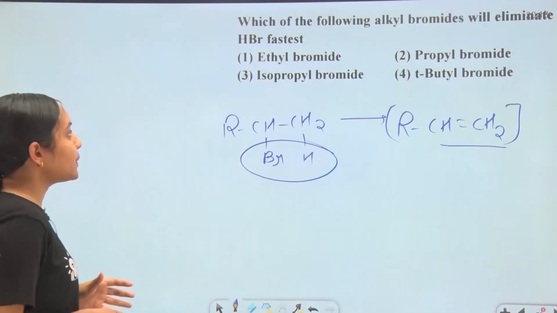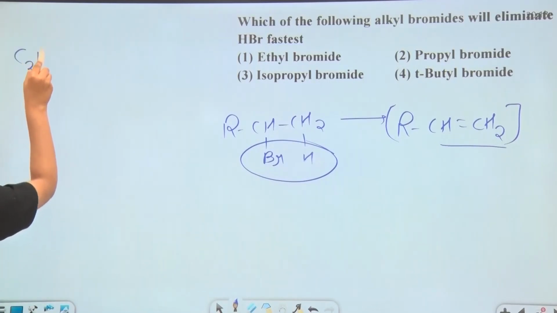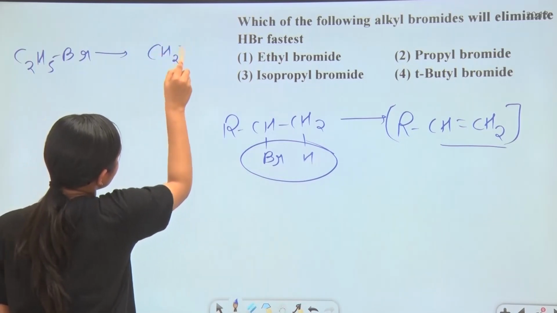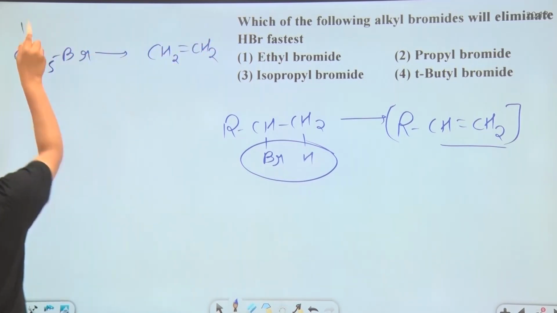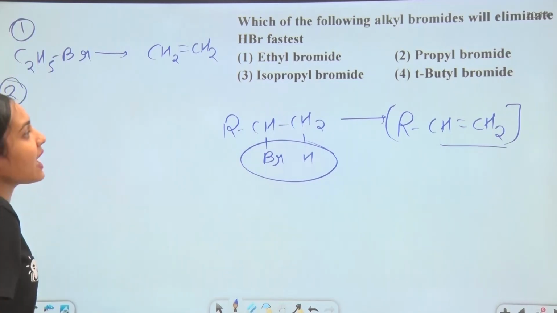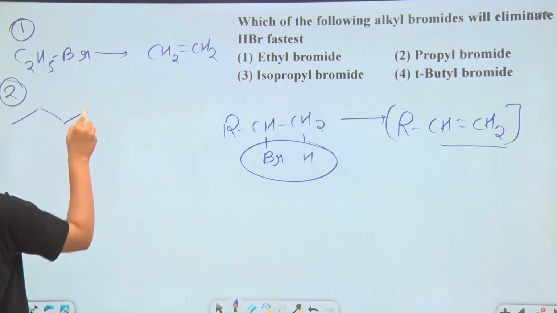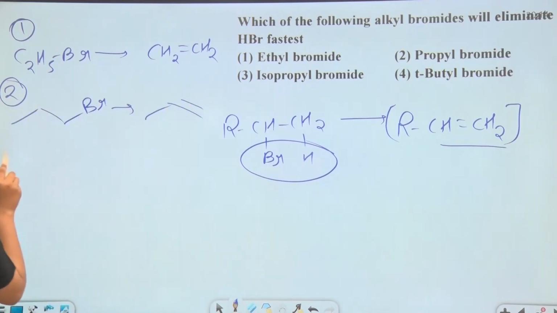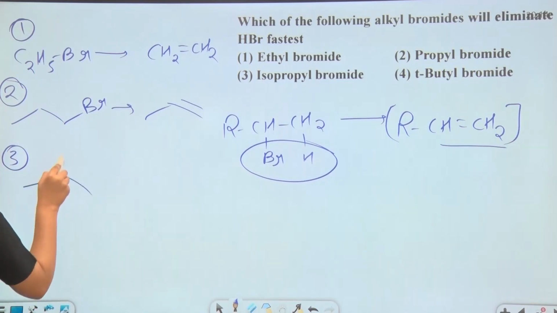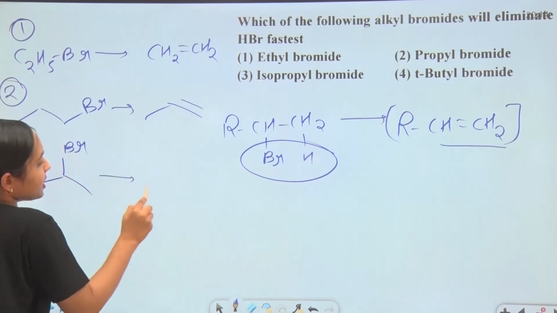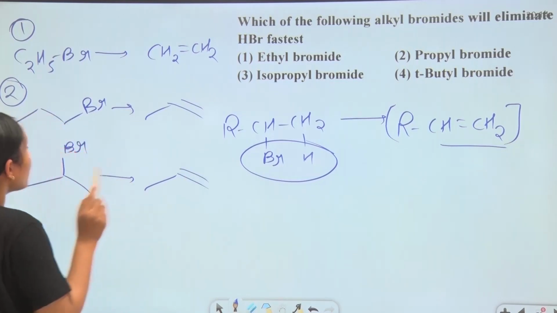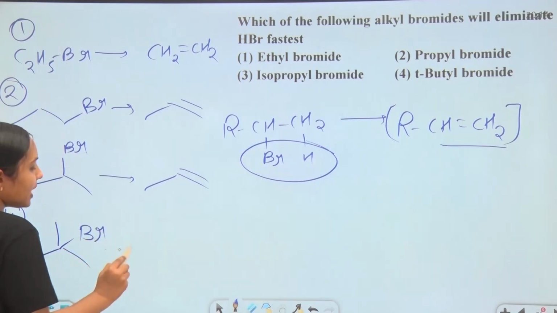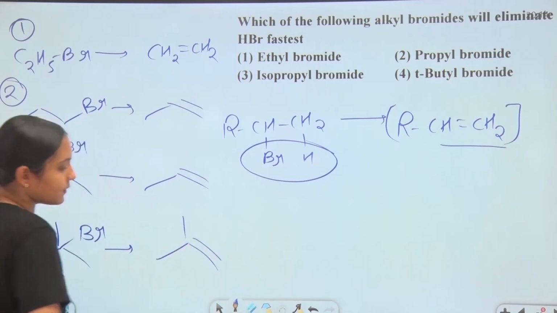So we have to take that alkyl halide which can form more stable alkene, right? Now coming to the ethyl bromide. This is ethyl bromide C2H5Br. When HBr is eliminated, then we will obtain CH2=CH2, right? Now coming to the second, we have propyl bromide. In the propyl bromide, when HBr is eliminated, then we will obtain propene. Now the third is isopropyl bromide. When HBr is eliminated, then we will obtain this propene. Fourth one is tertiary butyl bromide, right? So when HBr is eliminated, then formation of this alkene will take place.